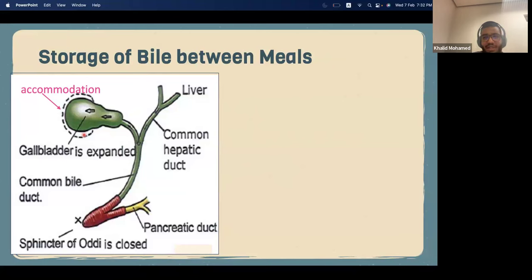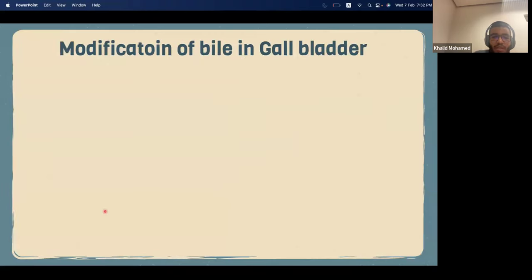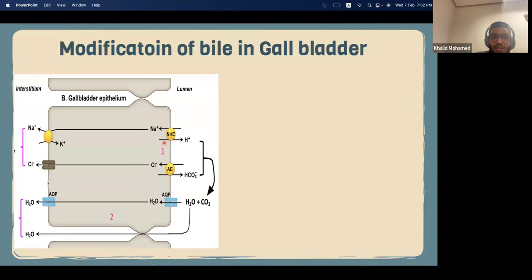Even in blood, even in veins. So the path of least resistance over here is going back to the gallbladder. So it comes over here, too much pressure, it comes back to the gallbladder. And then what happens in the gallbladder? So bile backs up to the gallbladder due to the high pressure caused by the closure of the sphincter of Oddi. And this is only between meals because you don't want bile in the duodenum when there's no meal. What do you want to digest exactly? Okay. So what happens in the gallbladder?